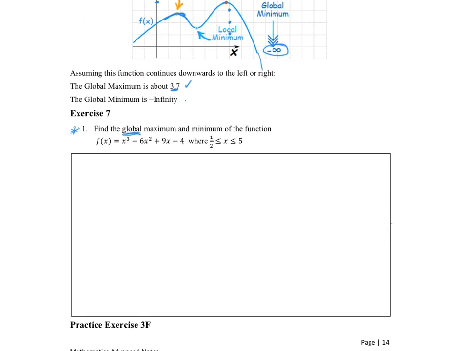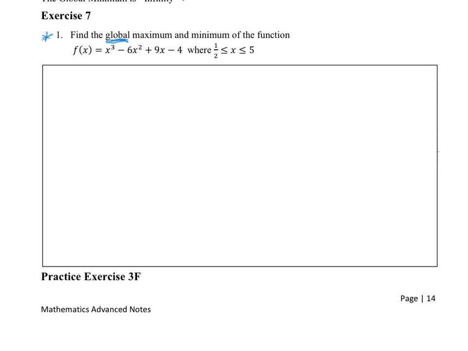So let's have a go at a question. We've got here, find the global maximum and minimum of the function. Here we've got a cubic type curve because the highest power is 3. So if we go to draw this graph, we've got to find the first and second derivative. But this is pretty important as well, because we've got to find out where the graph goes when x equals a half and when x equals 5.